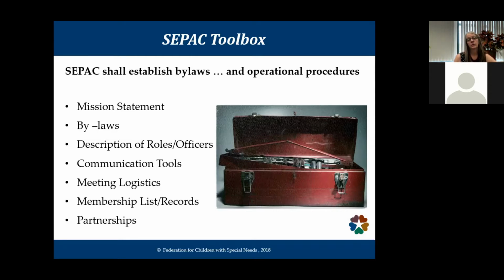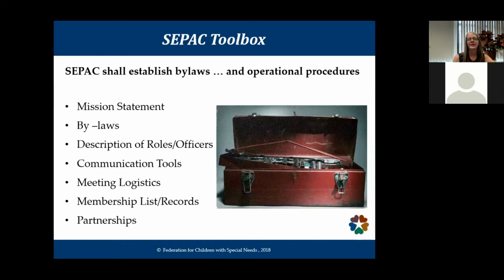and that they should develop communication tools. We know how key it is to get the message out through various media and communication tools, how they run their meetings, how they keep their records. The membership list of parents of children with special needs is a confidential list, and so they can only keep records of those families that step forward and ask to be identified. So getting the message out is sometimes a little bit difficult for CPACs. A lot of them use Facebook pages now, as more families join Facebook. And they also should be making partnerships.